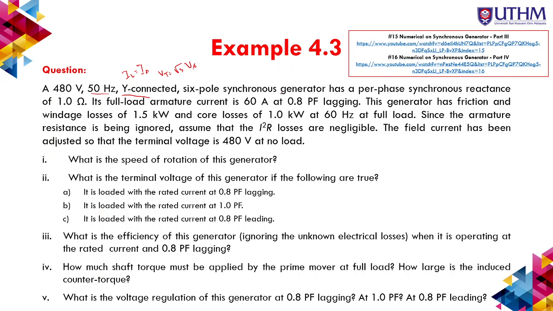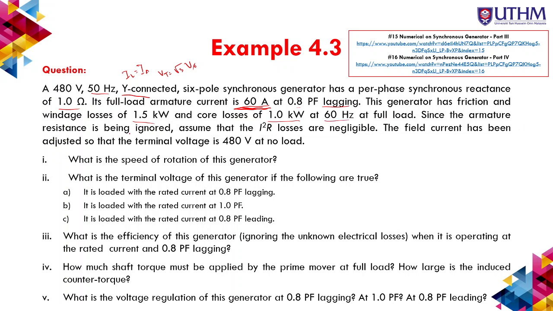A 6-pole synchronous generator has a per phase synchronous reactance of 1 ohm. At full load, the armature current is 60. We must remember that full load is 60 A, the IA equal to IL. And then the power factor is 0.8 lagging. This generator has friction and losses of 1 kilowatt at 60 hertz at full load.